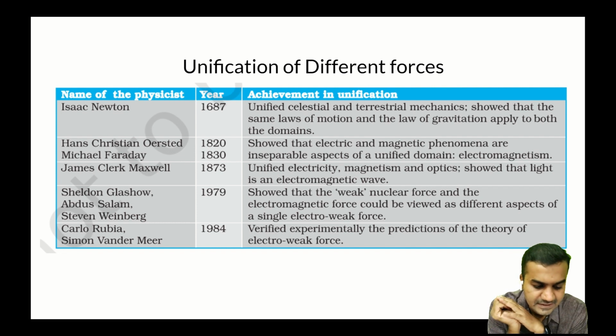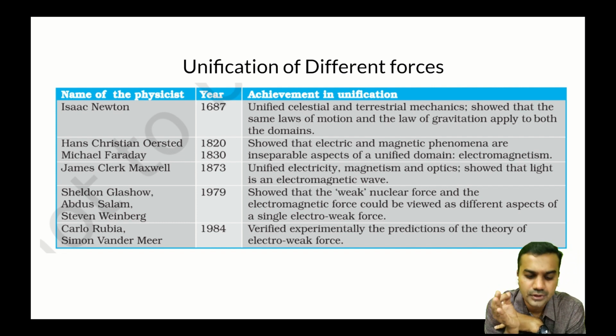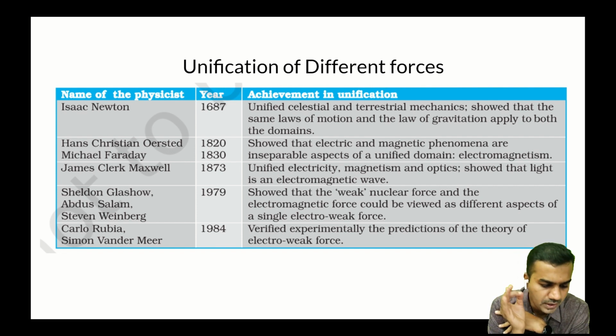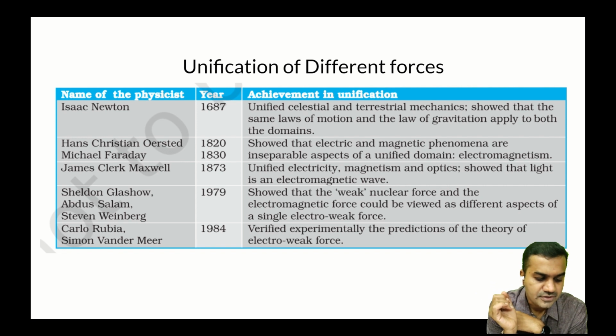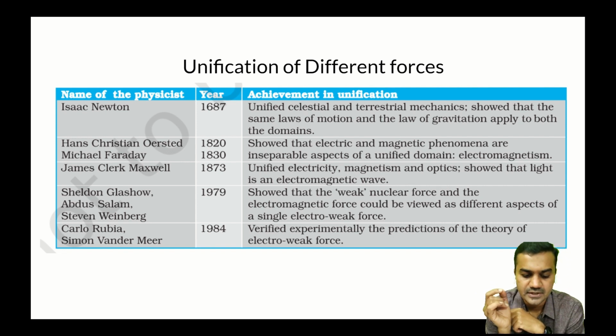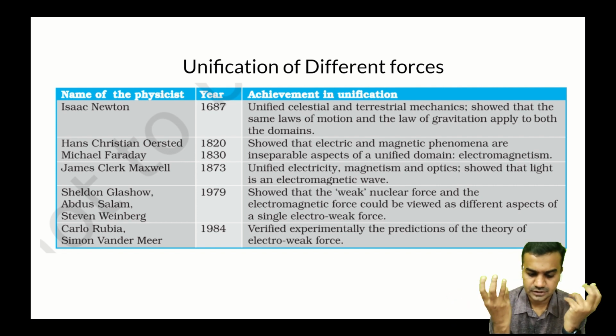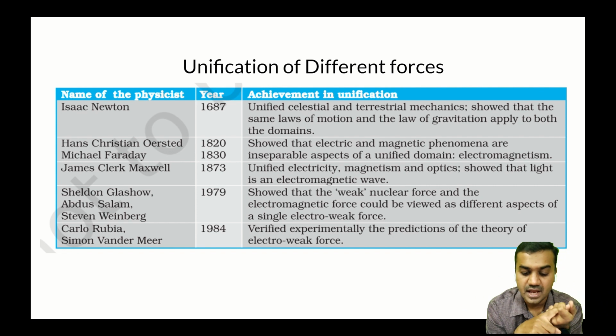Then comes 1979. Again, a very revolutionary theory was given by Sheldon Glashow, Abdus Salam, and Steven Weinberg. Based on this beautiful theory, they showed that the weak nuclear force and the electromagnetic force, now see, these two are very different.